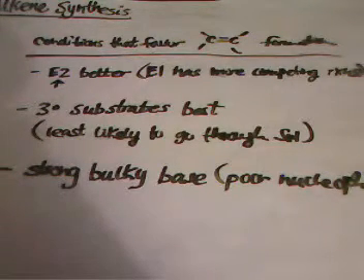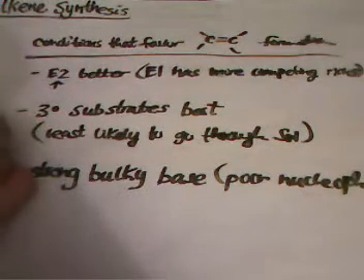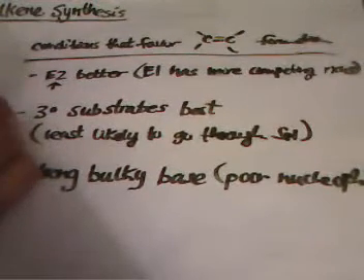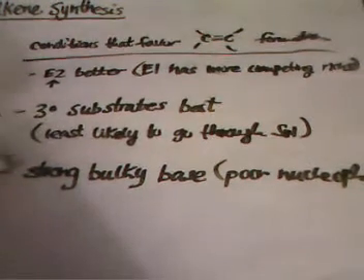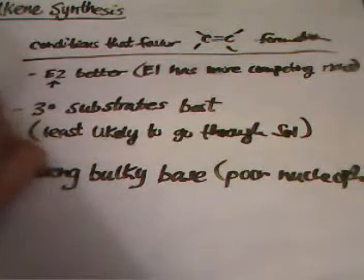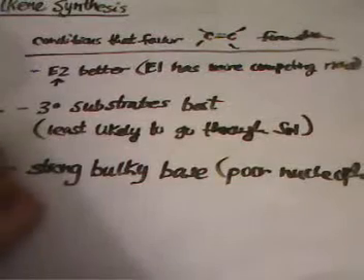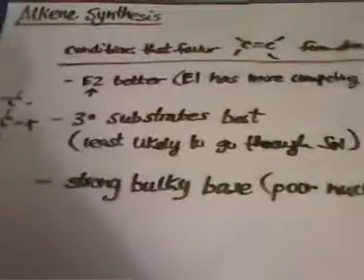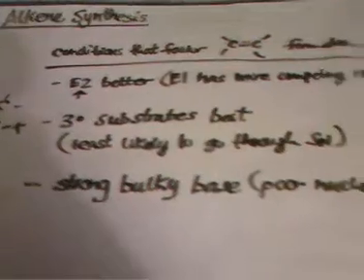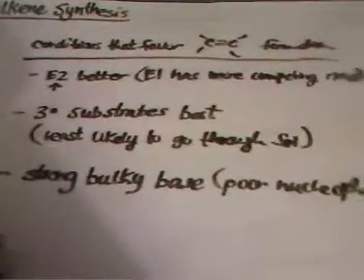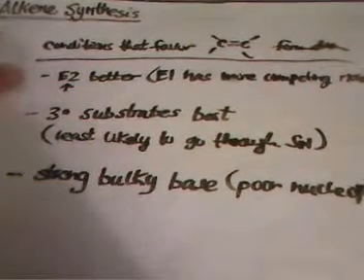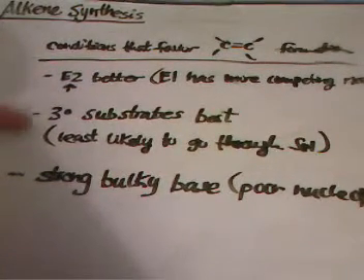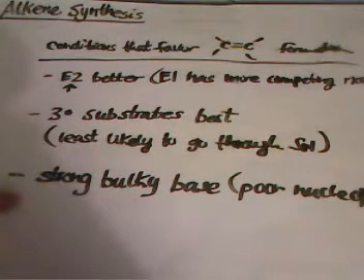For a secondary substrate, where the X is attached to a carbon that has two other carbons attached to it, secondary substrates tend to be as likely to go through substitution as they are through elimination. So if we're not choosing a tertiary substrate, if we're choosing a secondary substrate, then this consideration is even more important.